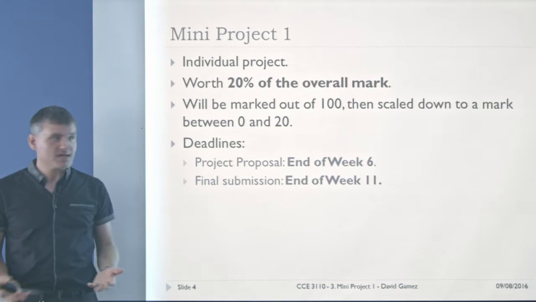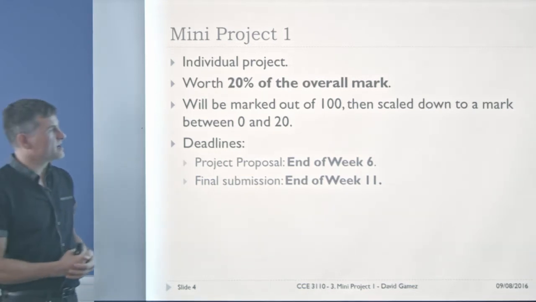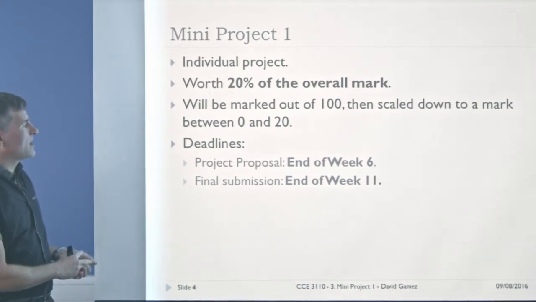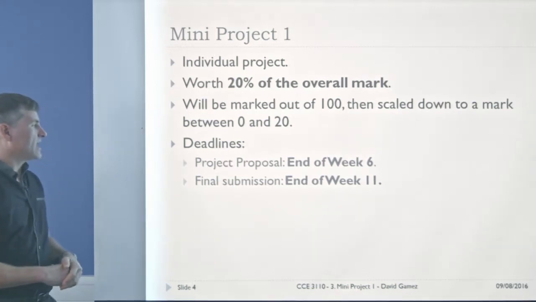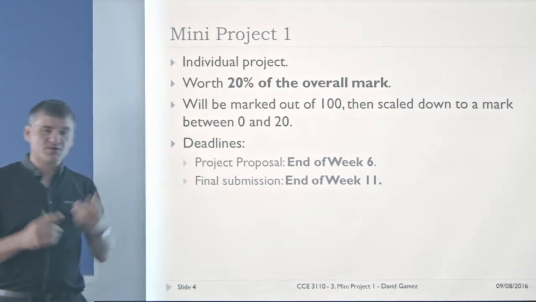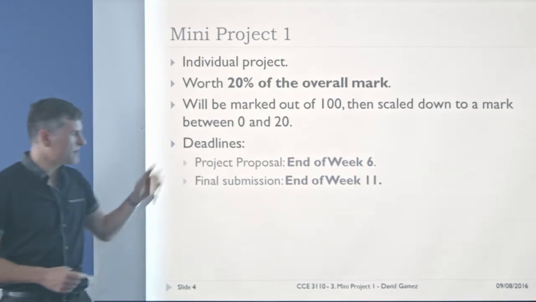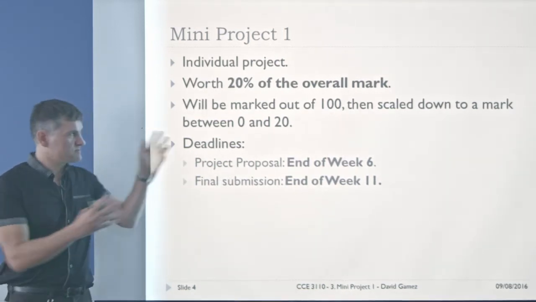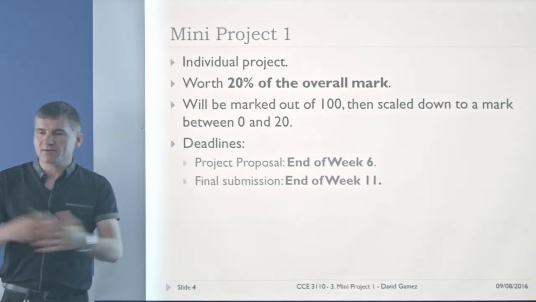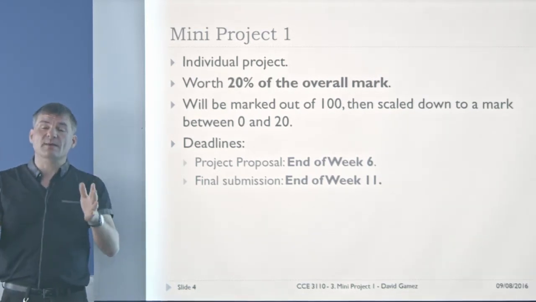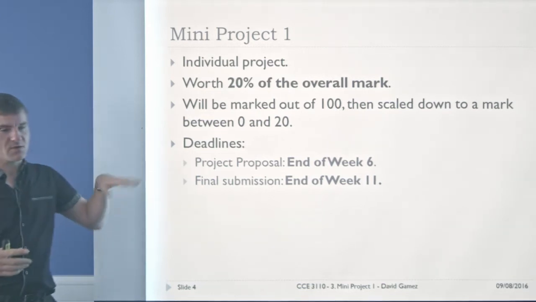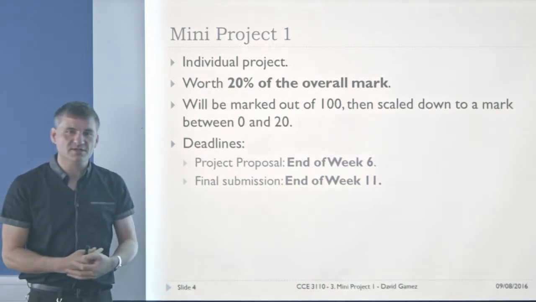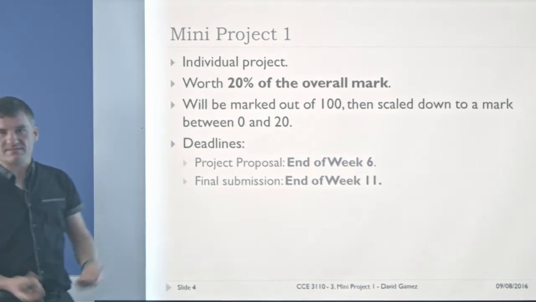So it's an individual project worth 20% of the overall mark. I'm going to mark it out of 100, scale that mark down to 20, mark between 0 and 20, and it has two deadlines. One is the project proposal, which I'm going to talk about, and then the final submission is the end of week 11. The exact dates and the full spec, everything I'm saying here, is on the course website. There'll be a folder for MiniProject 1, which will have the link to submit the project proposal and the final submission. And it'll also have a full description with all the assessment criteria.